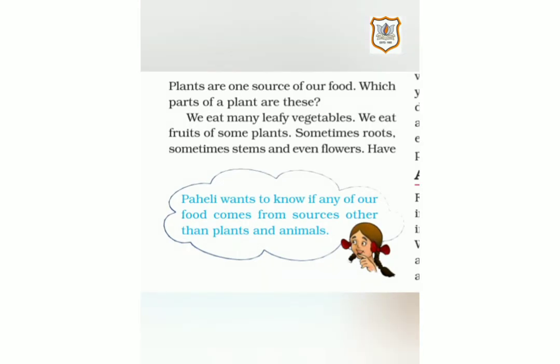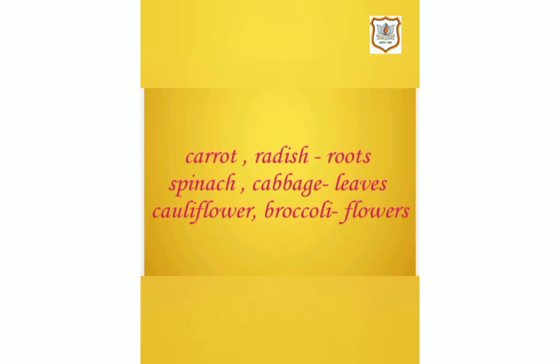Paheli wants to know if any of our food comes from sources other than plants and animals. The answer is no. There cannot be any food that comes from sources other than plants and animals. All our food originates from either plants or animals. We eat carrot, radish as roots, spinach, cabbage as leaves, cauliflower, broccoli as flowers.